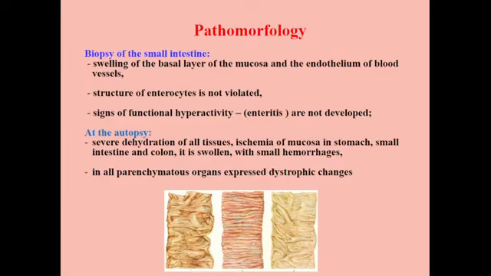Pathomorphology. If a person died during this, what do we see on autopsy? Biopsy of the small intestine: swelling of the basal layer of the mucosa and the endothelium of blood vessels. Structure of the enterocyte is not violated. Signs of functional hyperactivity; enteritis is not developed. At autopsy, severe dehydration of all tissues, ischemia of the mucosa in the stomach, the small intestine and colon is swollen with small hemorrhages. In all parenchymatous organs, expressed dystrophic changes.